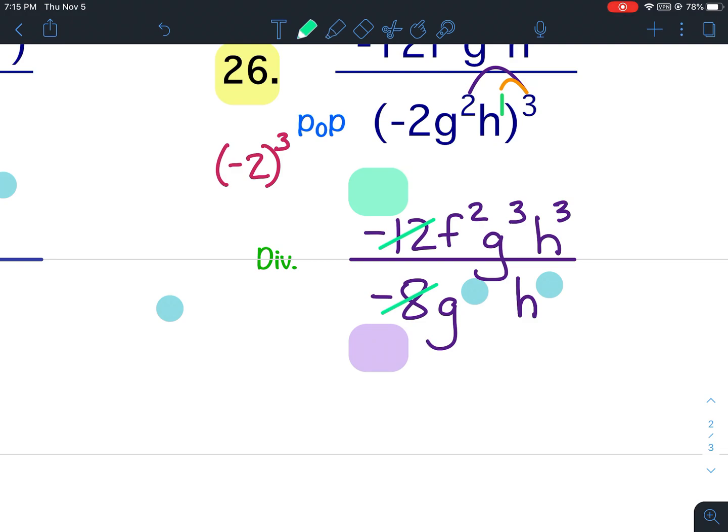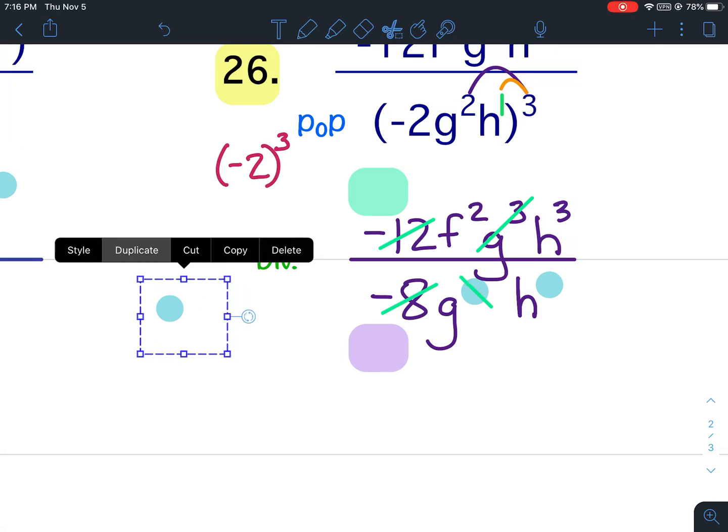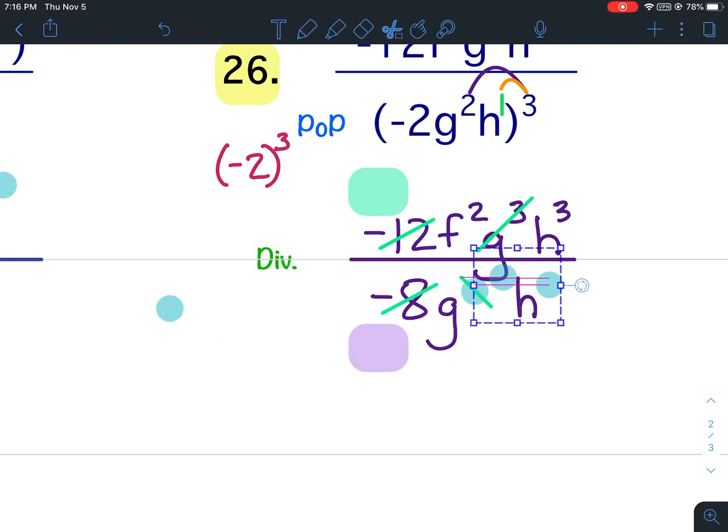Then we divide our variable terms. I will tell you that g to the third is the smaller variable. Okay, so I'm going to cancel that out. You would subtract to find your new exponent. I'm going to squeeze it in there.